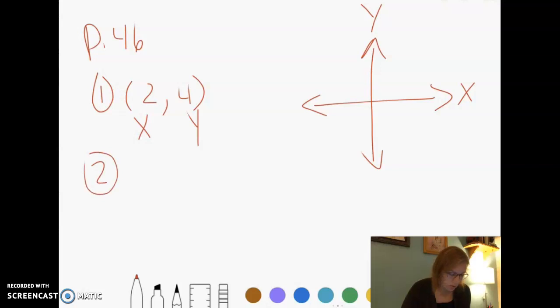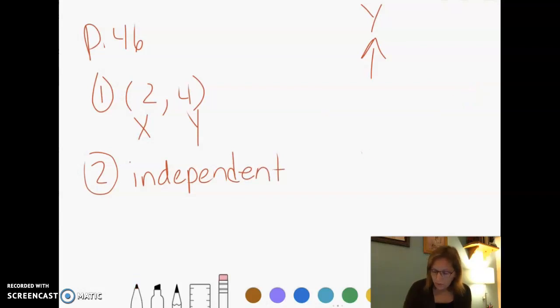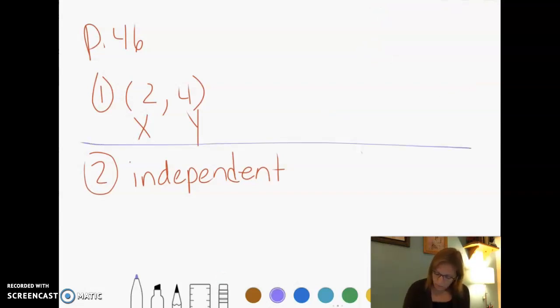Number 2 says describe the difference between dependent and independent variables. So this is something new that I want to teach you. Independent variables are almost always the x values when you're reading a bunch of values. Okay? I'm going to erase a little bit. They are the x values, and the dependent variables, I'm sure you can guess, are your y values.